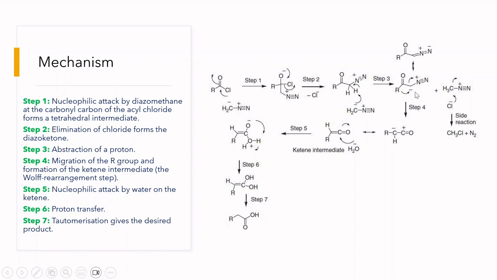In the next step, just as in the case of Wolff rearrangement, there is a migration of the R group to form the ketene intermediate, and the ketene intermediate involves a nucleophilic attack of water followed by proton transfer to form the diol. The diol eliminates a molecule of water via tautomerization to form the higher homologue.